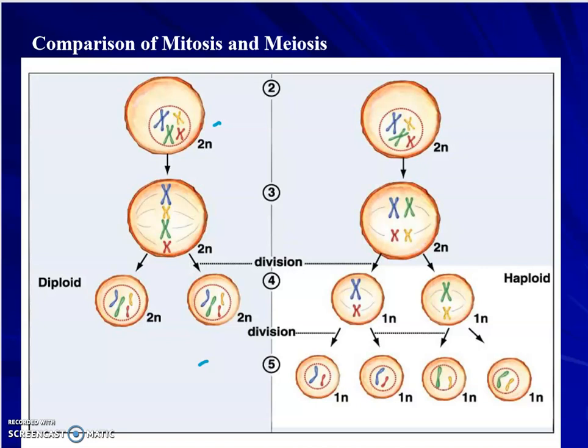And once the pairs have found each other, then you can do what's called the reduction division, where you're separating the pairs, and after that first step, the cells are haploid. They're no longer diploid. So that's the big difference right here. So that would be meiosis 1.